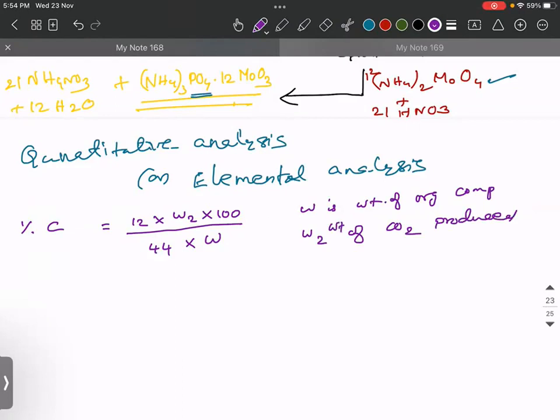44 is the molecular weight of carbon dioxide, and 12 is the atomic weight of carbon. Now it's clear, no? 12 by 44. W2 is the weight of carbon dioxide that the reaction produces, divided by the weight of the organic compound you have taken, and into 100.